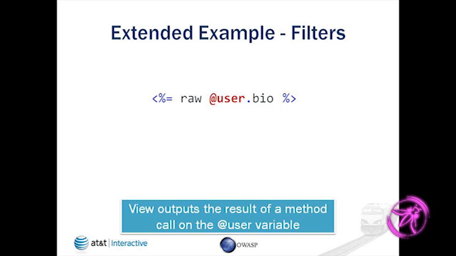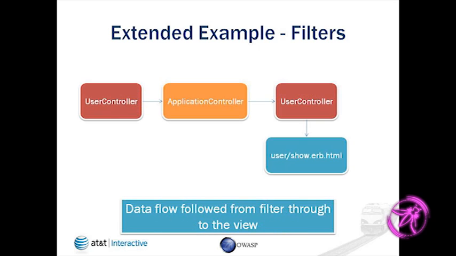So then we have our view, and let's say we'd like the user to be able to put some HTML into their bio, but we think we stripped out everything that's bad, so we'll just use raw, right? So the basic flow is you're going to go to the user controller, then it's going to go back to the application controller, call that filter, then it's going to go back to the user controller, then it's going to go down to the actual view, and that's where we're going to catch the error.